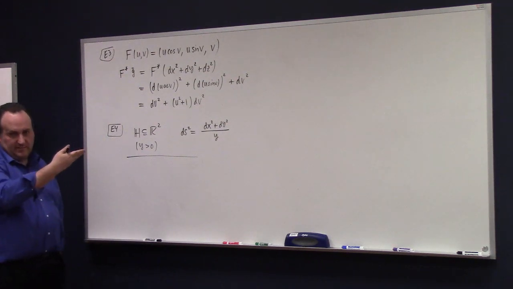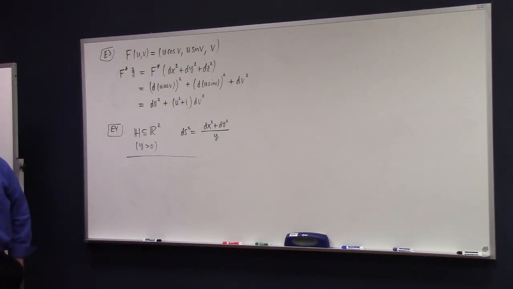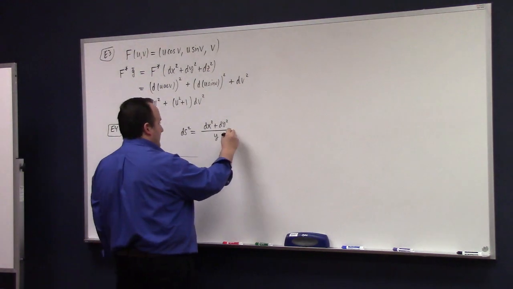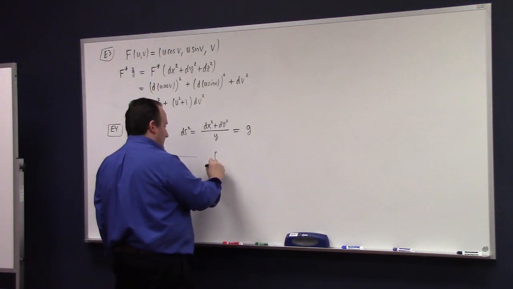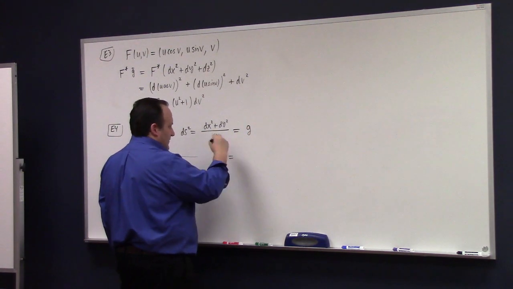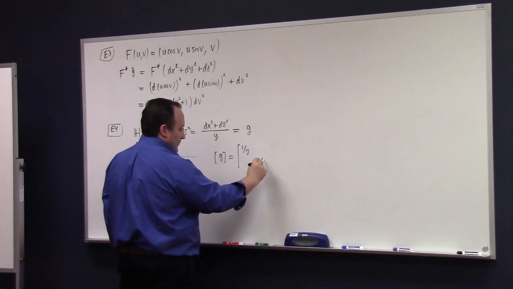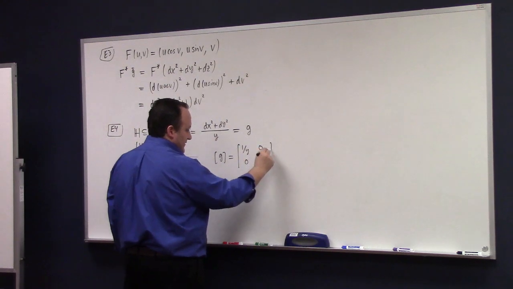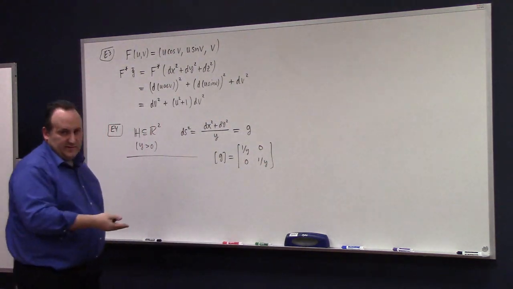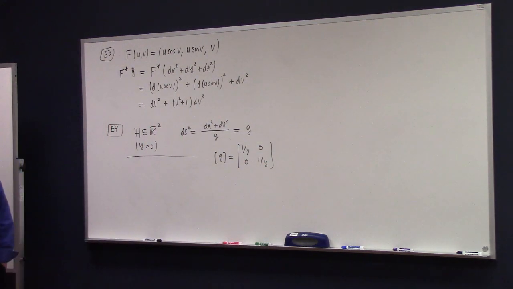You can check that this formula gives you a metric which is symmetric. If you think of this as being G, the matrix of G with respect to the Cartesian coordinates would just be 1 over y, 0, 0, 1 over y. So it's clearly symmetric. It's clearly positive definite, provided we're in the upper half plane.